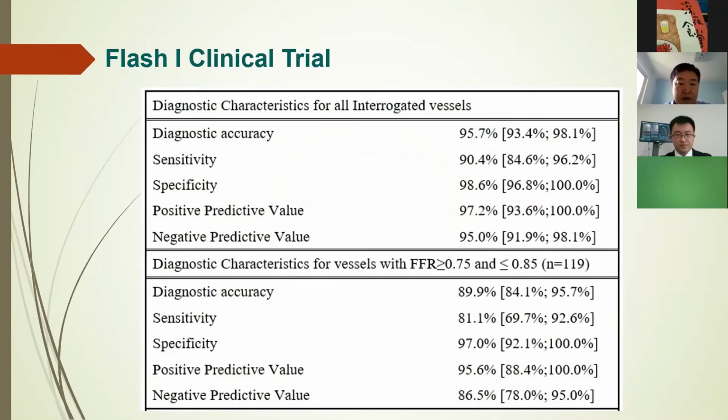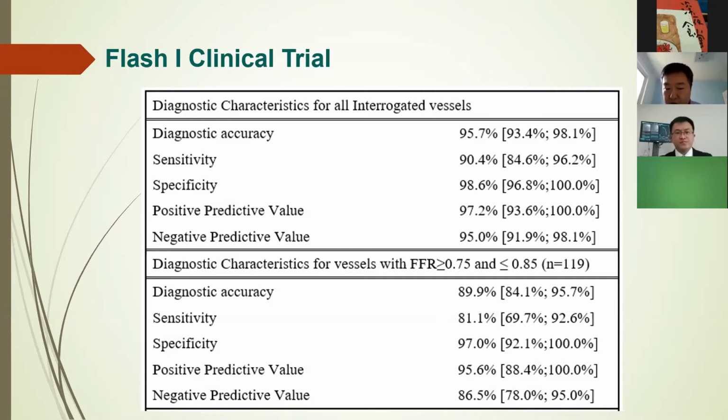The final results for all of the vessels, the accuracy is 95.7%. If we didn't include the myocardial bridge and also the pressure drift, our accuracy is about 96%. The sensitivity is close to 91%, and the specificity is close to 98%.